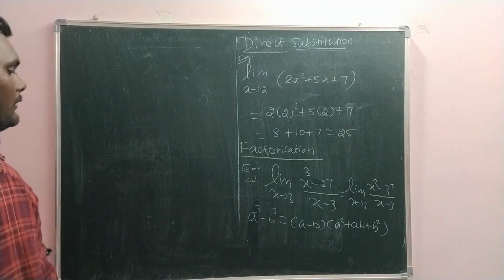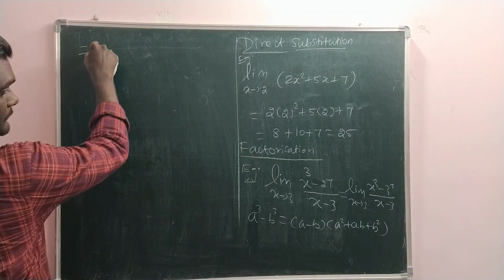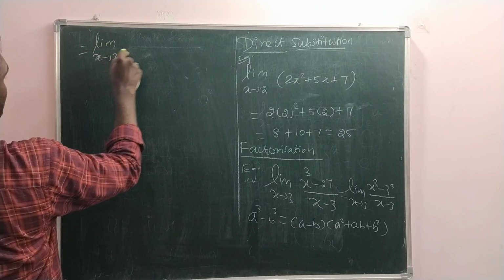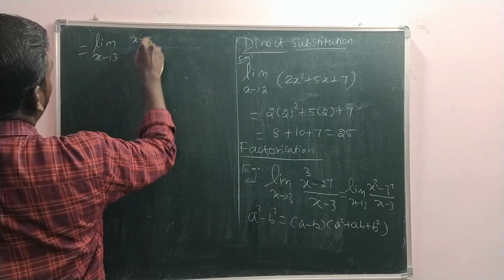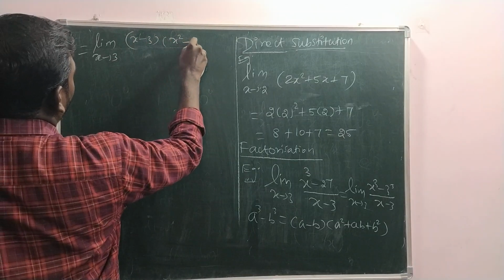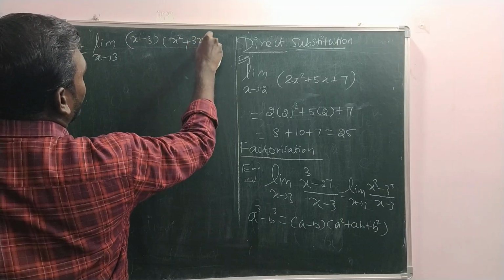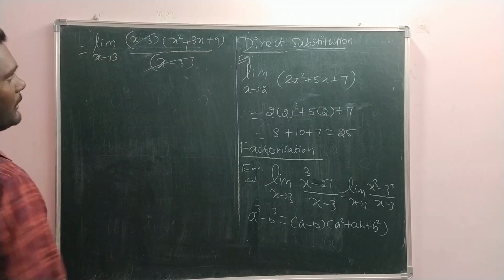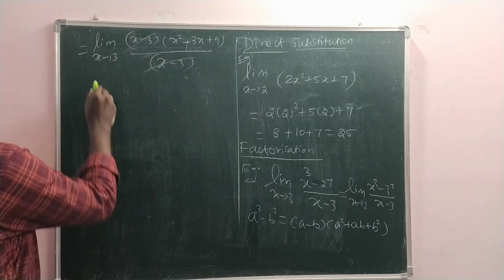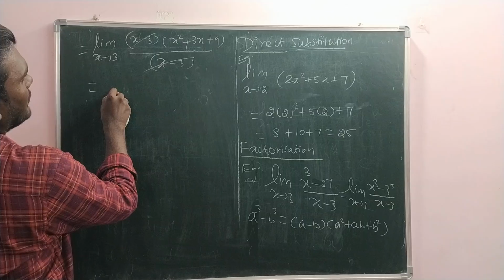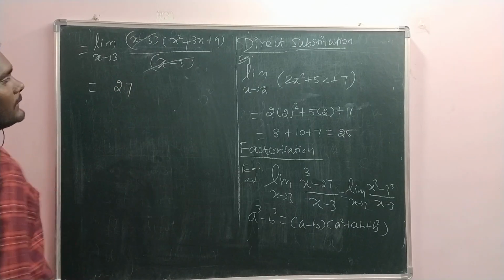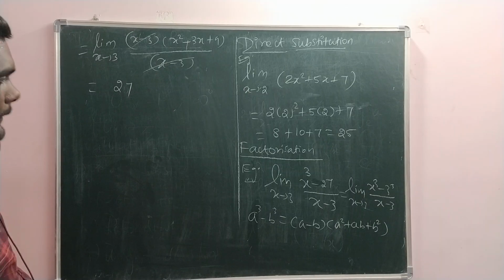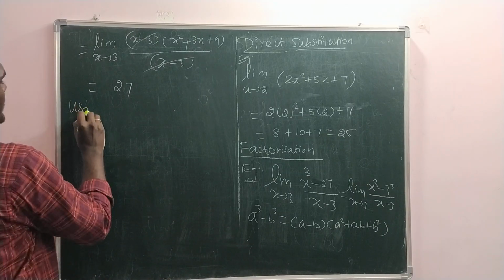Then using that you can expand. That is limit x tends to 3 of x minus 3 into x square plus 3x plus 9, divided by x minus 3. x minus 3 cancels out. Then we can substitute 3. So that is 9 plus 9 plus 9. 27 is the answer. Okay. Or using standard limits.